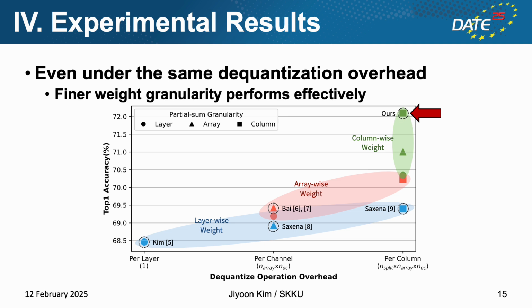In this analysis, we categorize different quantization schemes based on dequantization overhead. The results demonstrate that using finer weight quantization granularity leads to higher accuracy without increasing dequantization complexity. And this highlights the benefits of our column-wise approach in balancing hardware efficiency and model performance.